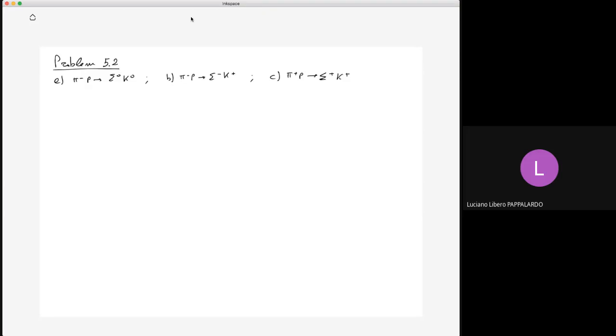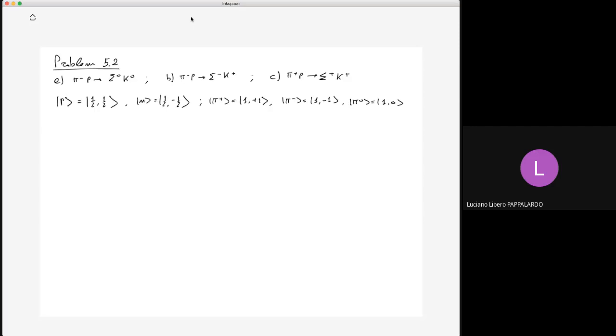As you know, for the proton, we have 1/2, 1/2. For the neutron, we have 1/2, minus 1/2. For the pi plus, we have 1, plus 1. For the pi minus, we have 1, minus 1, followed by the pi zero, which we don't need, but let me just write it for completeness: 1 and 0.